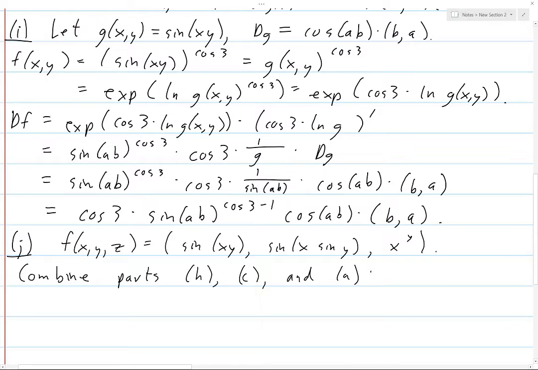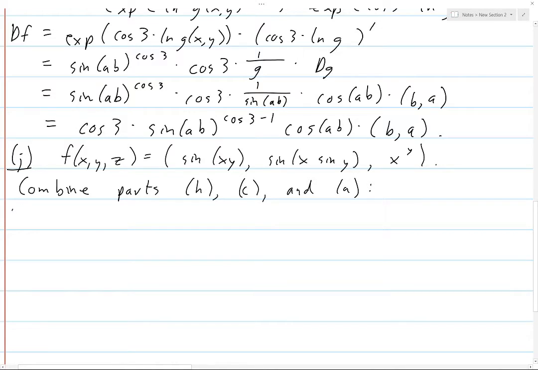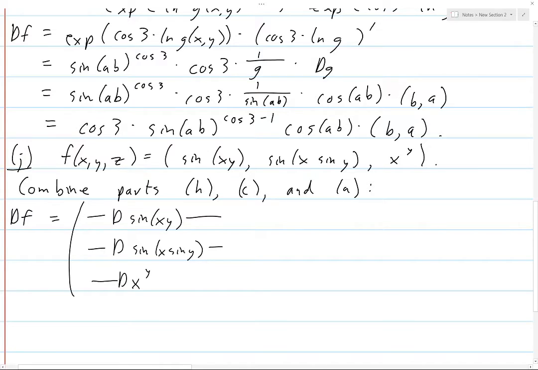And so what we're going to end up with is when we take the derivative of f, this is going to be a vector, which is going to have 3 rows. The first row is going to be the derivative of sine of xy. Second row is going to be the derivative of sine of x sine y. The third row is going to be the derivative of x to the y. And of course, when we take these derivatives, we have to express them in such a way that the dimensions work out with the number of columns of this resulting vector.